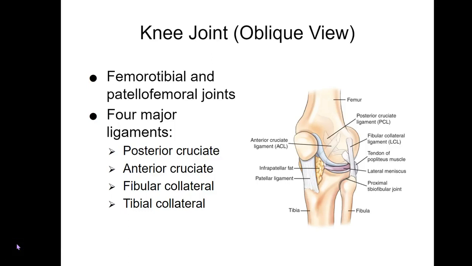Hello and welcome to part 2 of Anatomy of the Knee. I'd like to begin part 2 by discussing specifics of the knee joint.